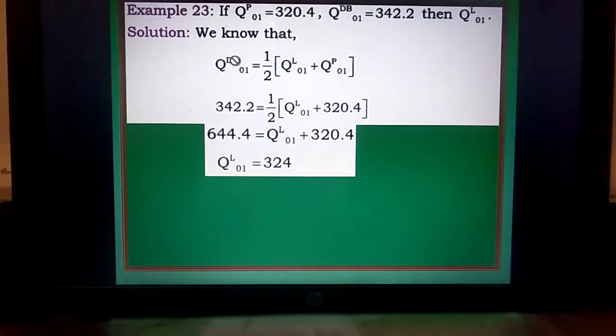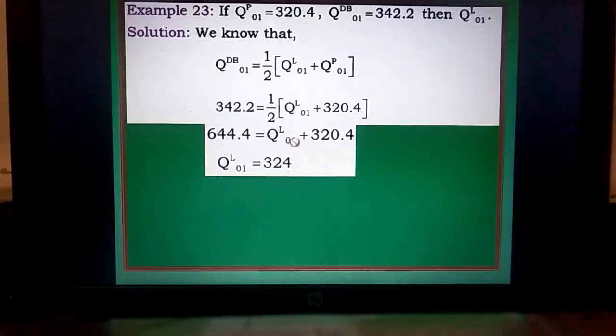Substitute. Dorbish-Bowley's quantity index number has been given as 342.2. Substitute that equal to half as it is Q01L to be calculated. So retain it plus Q01P, which is nothing but 320.4. So here 342.2 is there. This half means this 2 will go to left hand side. It will become multiplication. So 342.2 multiplied by 2 will become 684.4. Then Q01L as it is plus 320.4 is also as it is.